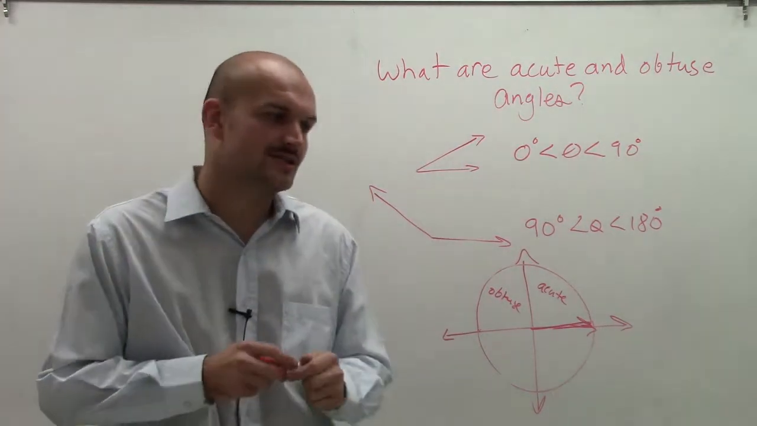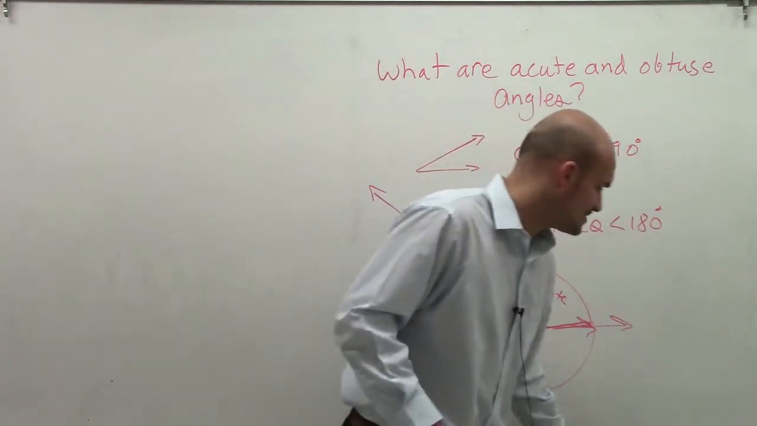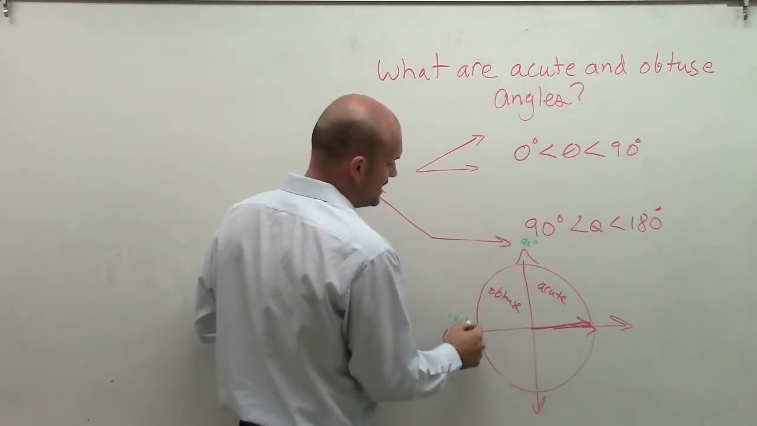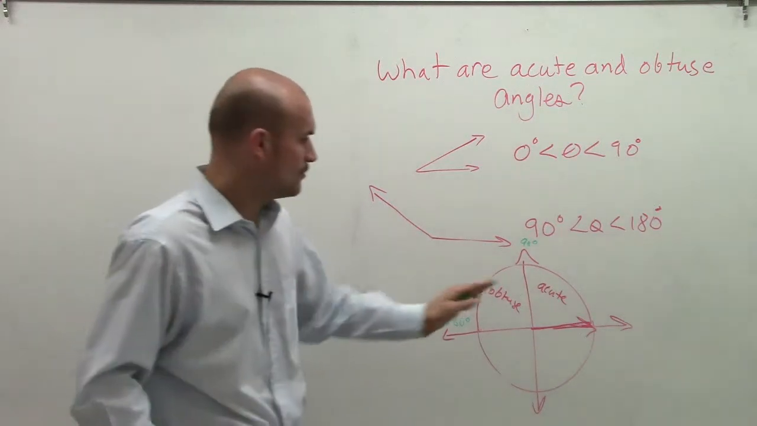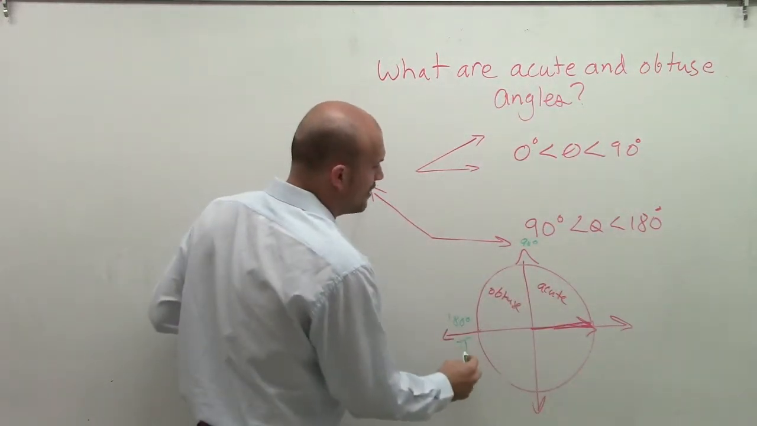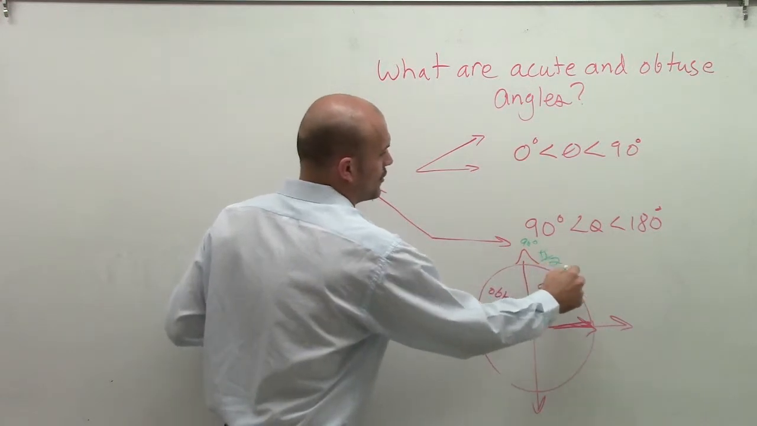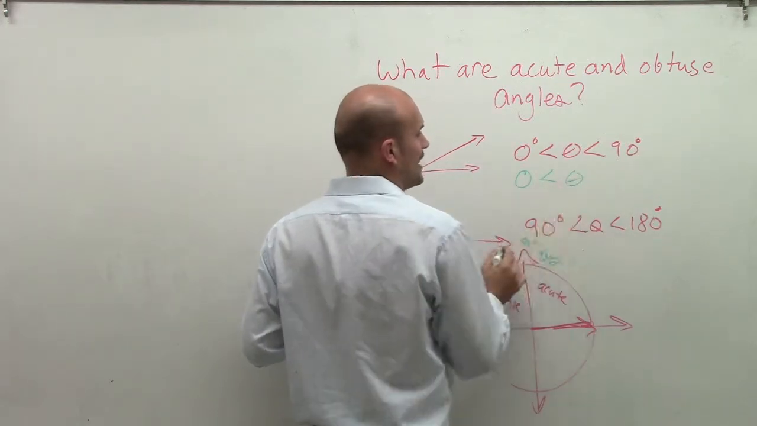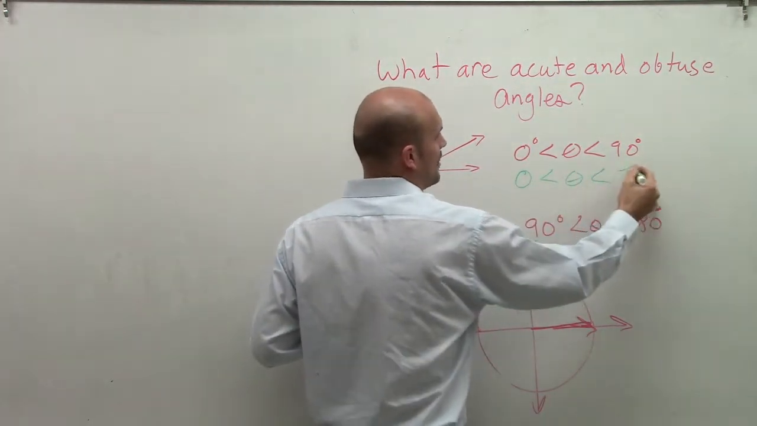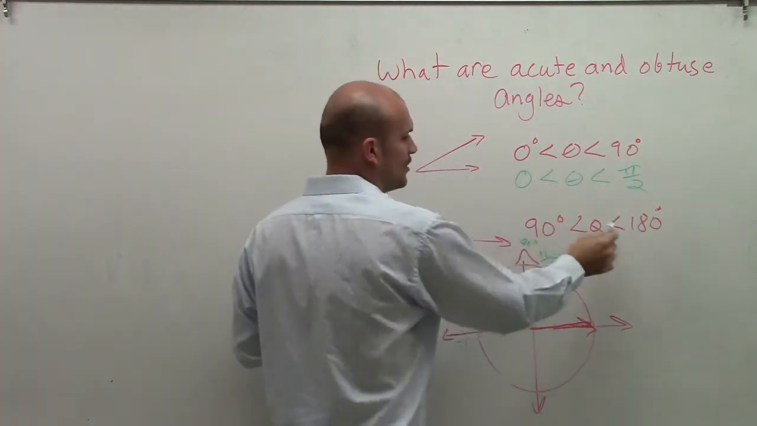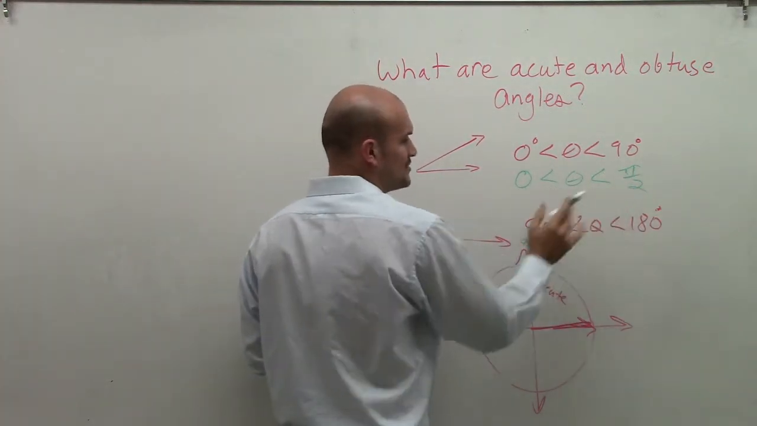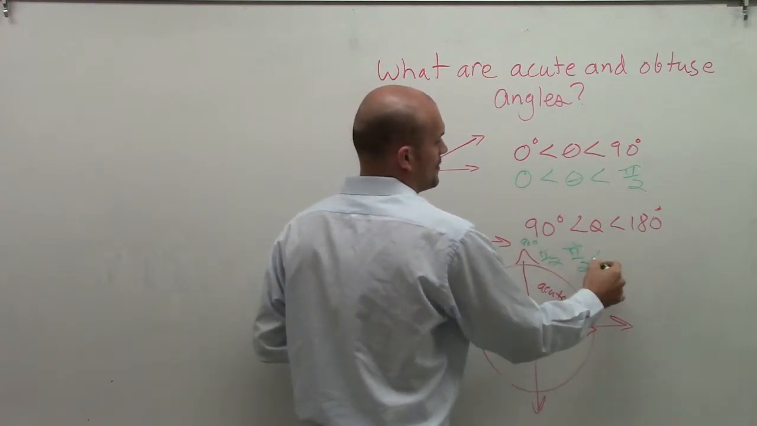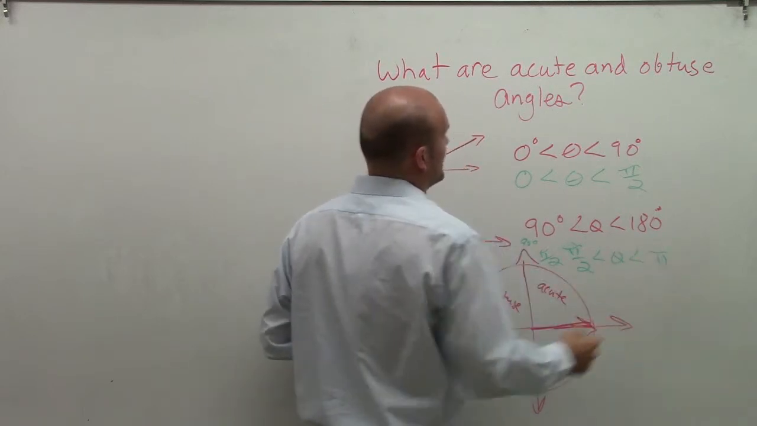Now, it's also important for us to understand, well, how can we write this in terms of radians? Well, remember, here we say this is 90 degrees and this is 180 degrees. So how do we relate that in radians? Well, remember, halfway around a circle is pi, and half of that is pi over 2. So therefore, I can also rewrite this definition: all acute angles are all angles between 0 and pi over 2. And similarly, obtuse angles would be all angles between pi over 2 and pi.